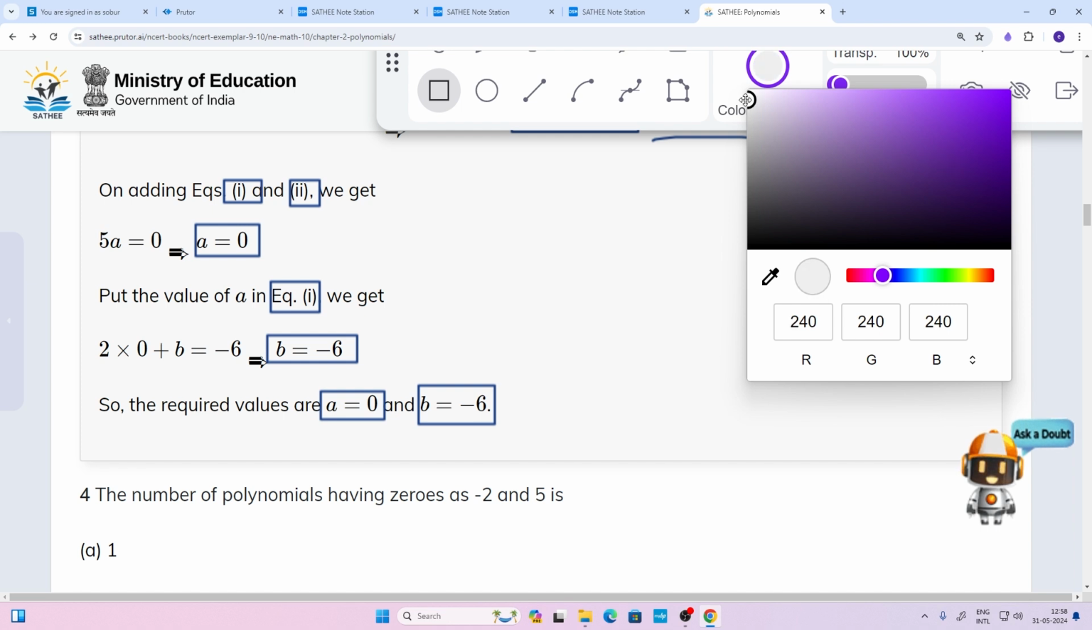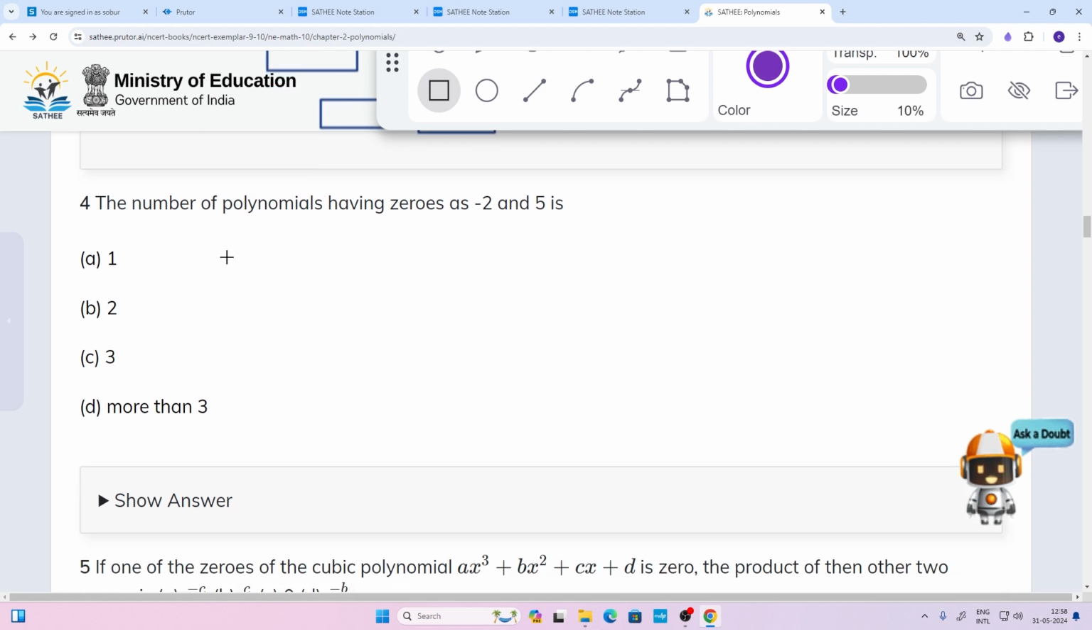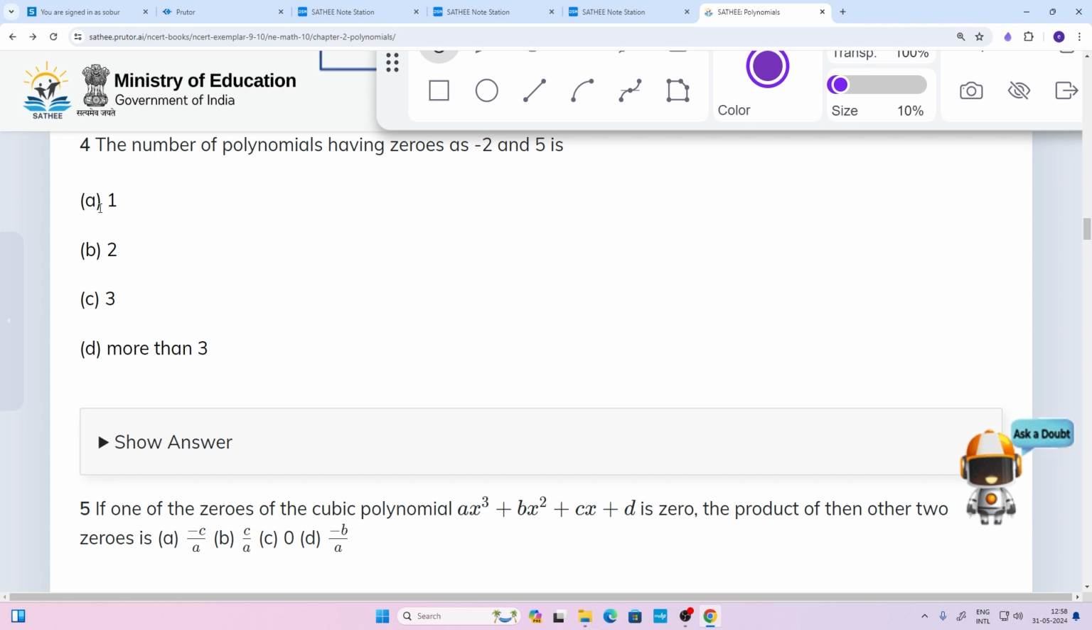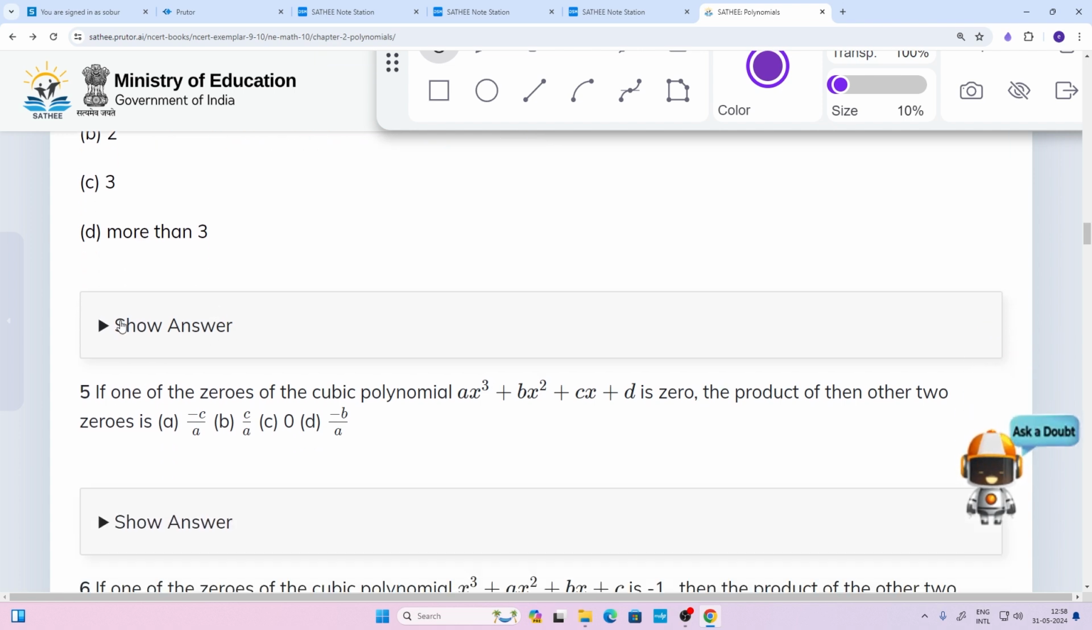Now let us move to question number 4. Here we are asked the number of polynomials having zeros as minus 2 and 5. In option A we have 1, in option B we have 2, in option C we have 3, and in option D we have more than 3. Okay, so let us solve this problem.